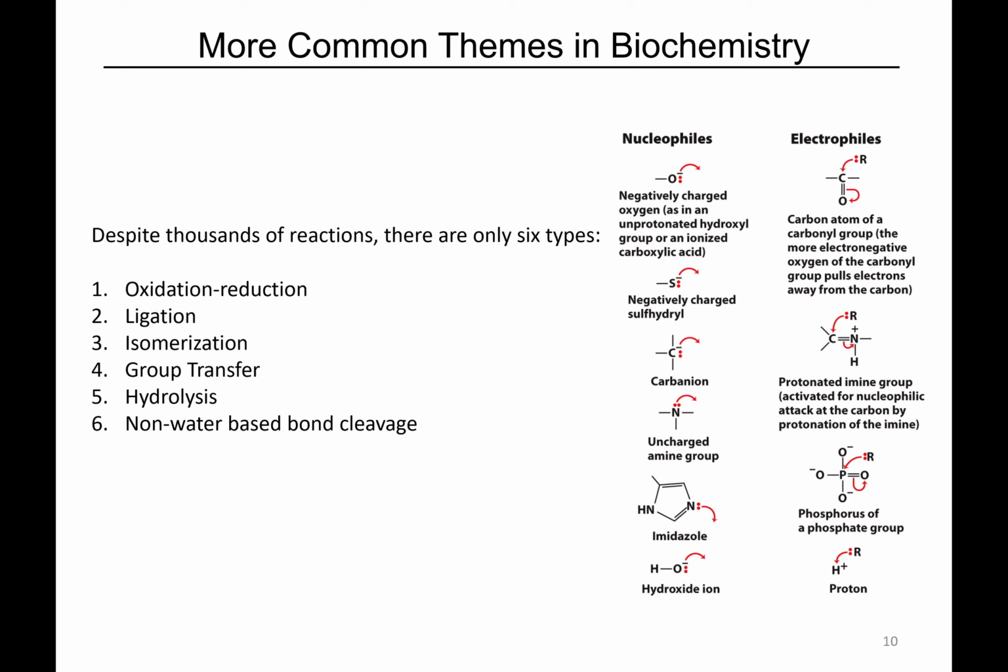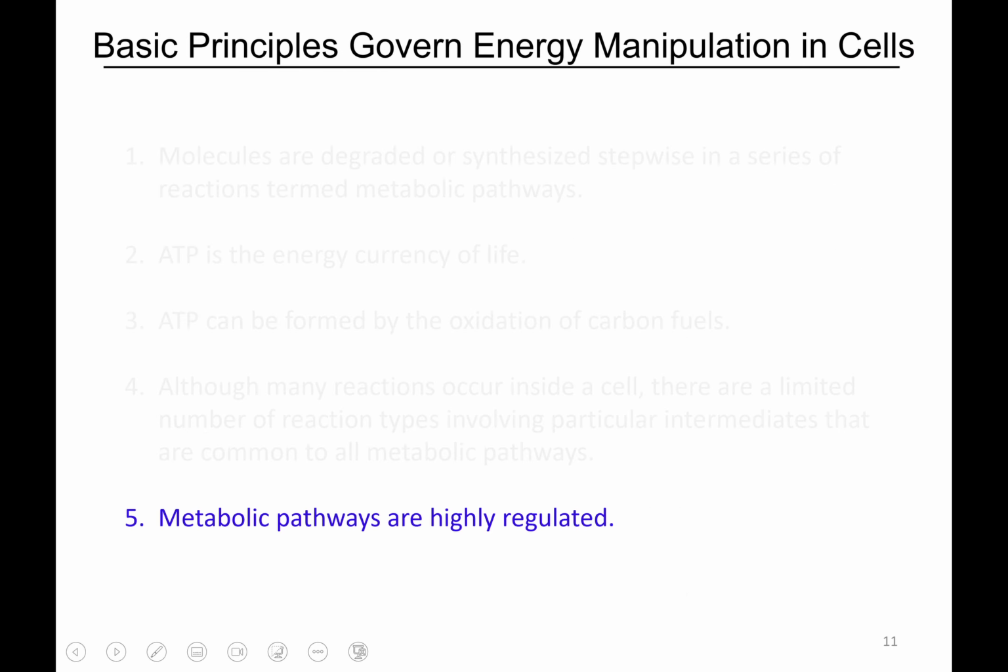Nucleophiles, we have deprotonated alcohol groups. We have deprotonated thiol groups. We have carbanions. We have amines. We have imidazole. We have hydroxide. There's not much else. This is kind of it. Electrophiles, we have a carbonyl. We have a phosphate group. We have a Schiff base. We have a proton. There's not much else. So what I'm trying to get at is that if you recognize themes and patterns, it makes metabolism a lot easier.